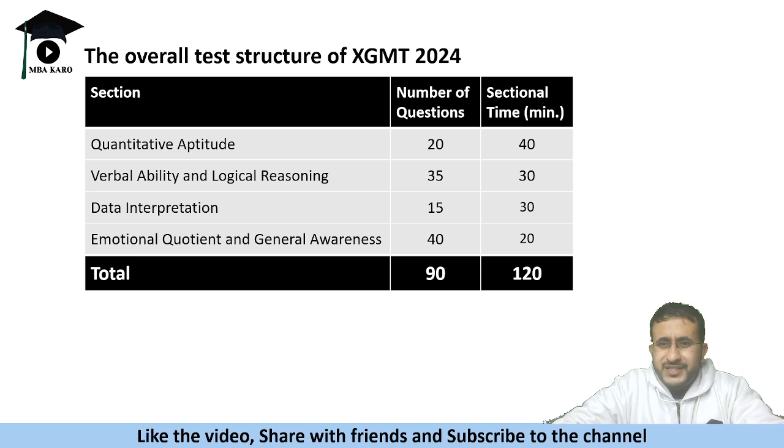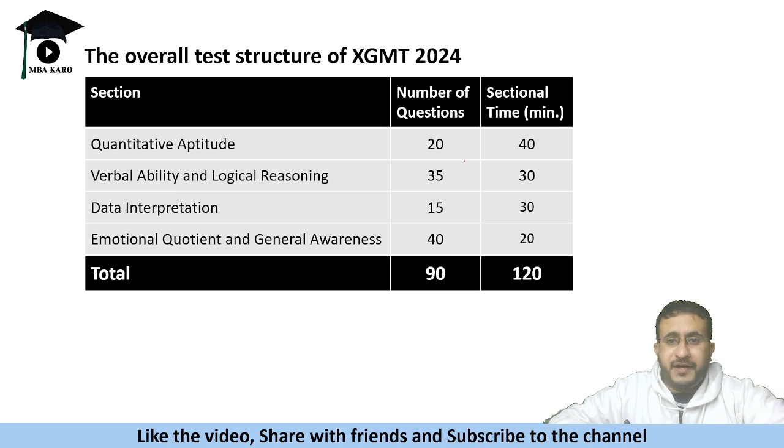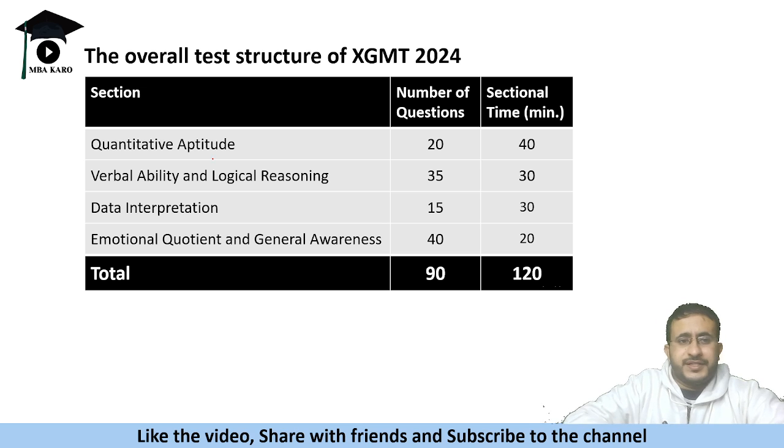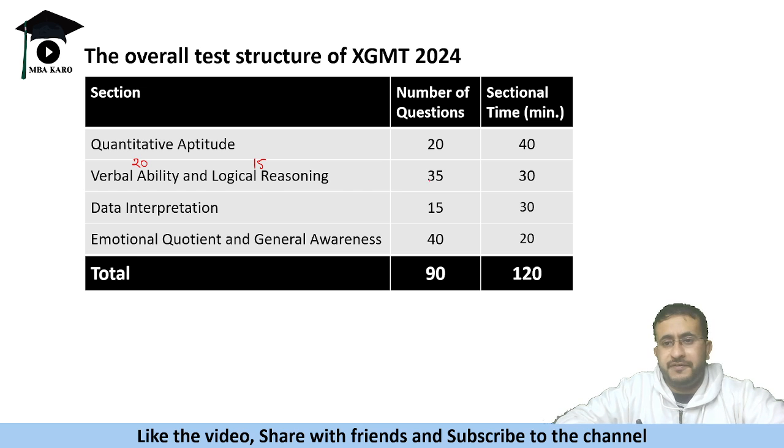Now, this is the examination structure. The number of questions keeps changing year on year, and it has sectional time also. So, quantitative aptitude had 20 questions, with a total of 40 minutes given for them. Then verbal ability and logical reasoning: verbal ability was 20 and logical reasoning was 15, a total of 35 questions to be done in 30 minutes.